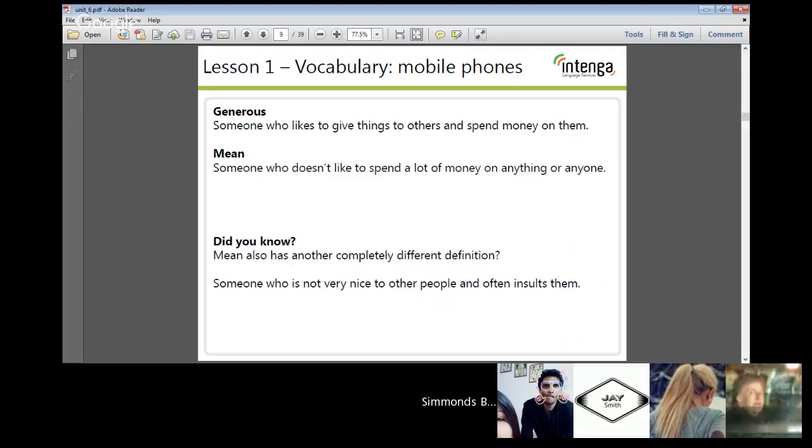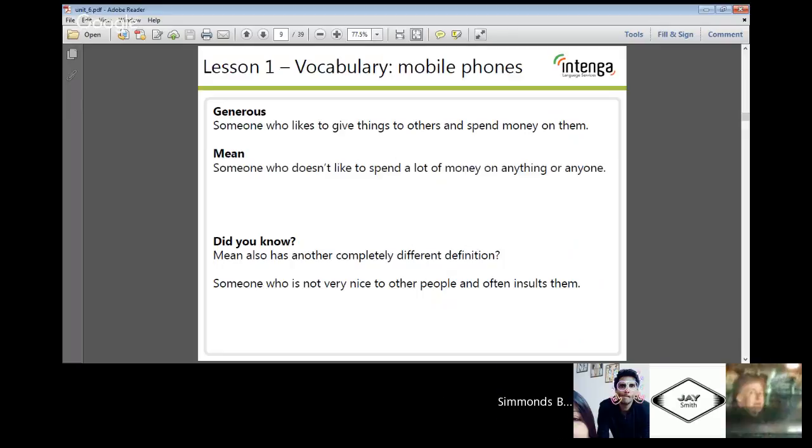Okay. Generous. Someone who likes to give things to others and spend money on them. Mean. Someone who doesn't like to spend a lot of money on anything or anyone. Did you know? Mean also has another completely different definition. Someone who is not very nice to other people and often insults them.